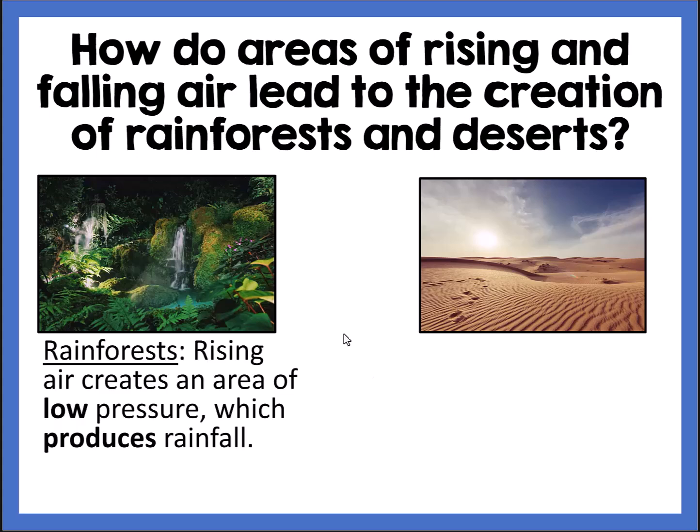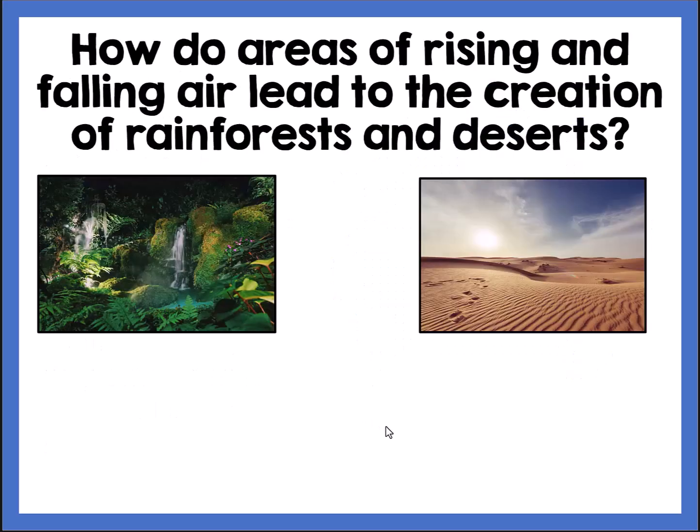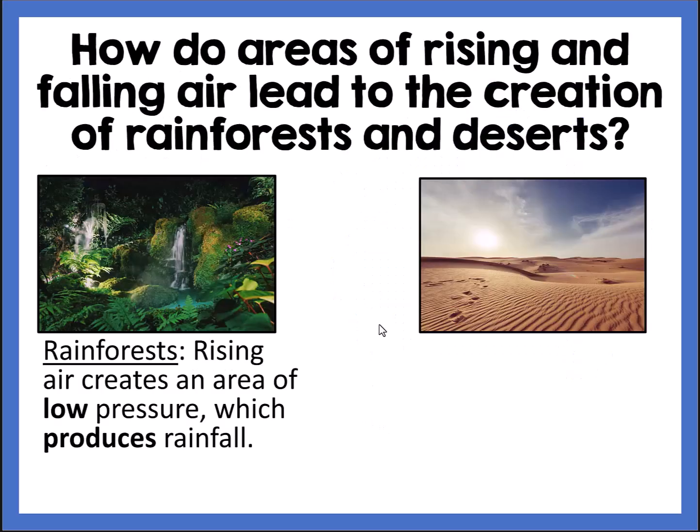Well, rainforests occur when rising air creates an area of low pressure, which produces rainfall. You can see here would be an area where air is rising, and when air rises, it eventually cools and causes clouds and precipitation, which is going to create a lot more rainfall near the equator here. So rainforests are going to occur in areas of low pressure where the air is rising.